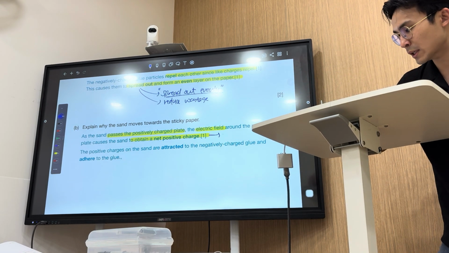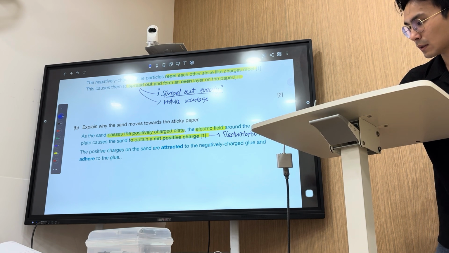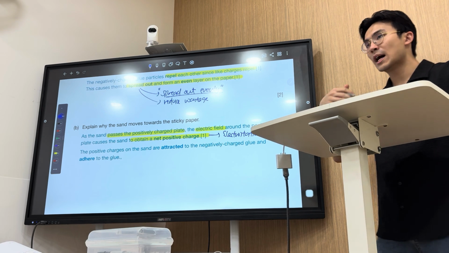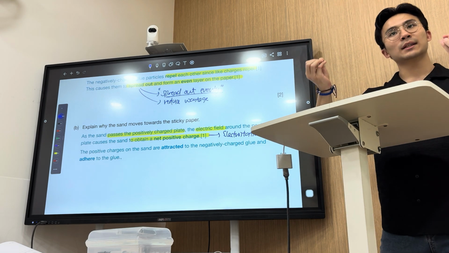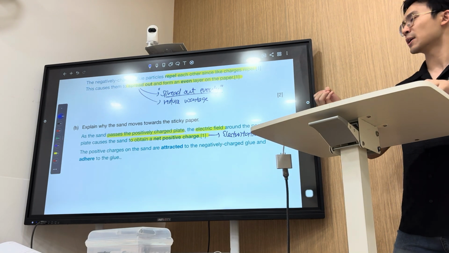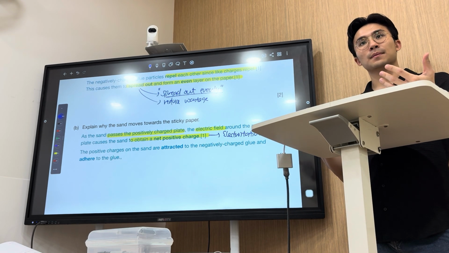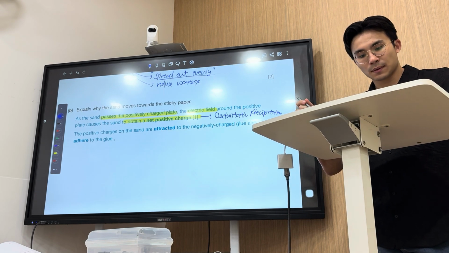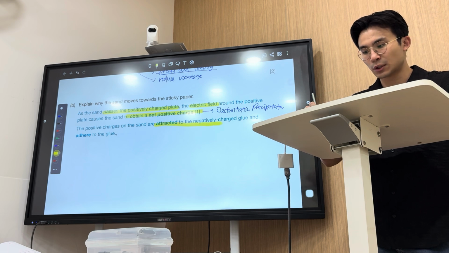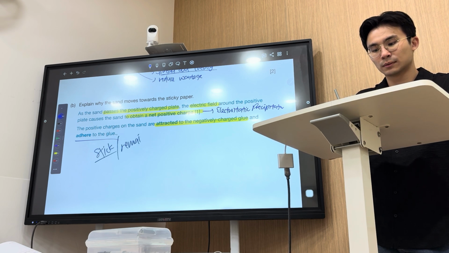This is the concept that we use in your electrostatic precipitator. Do you ever wonder how the ash particles flying through, which are not conductors, gain electrons? It's because the field is so strong that it throws the electrons to them. Then your positive charges will be attracted to your negatively charged glue. You do not have to say adhere, you can say stick, or remain on the glue. Fine.